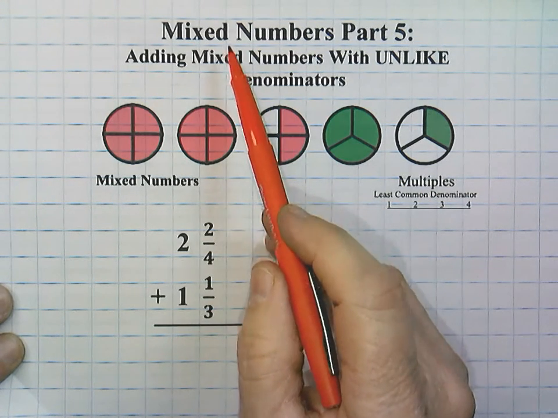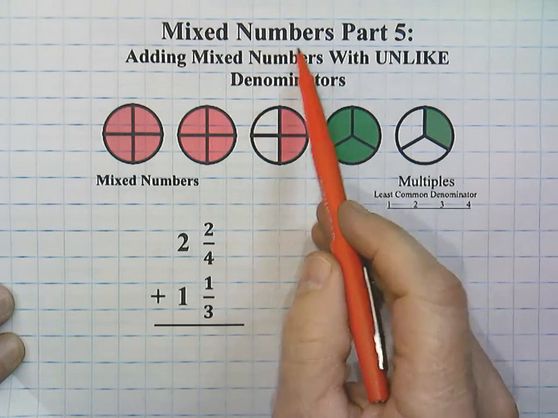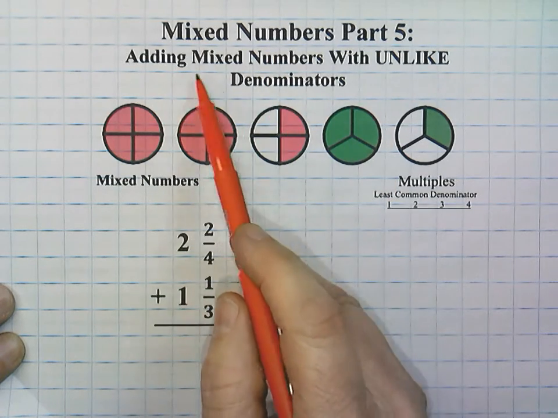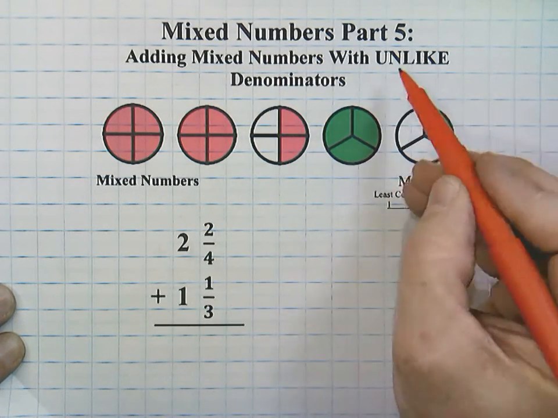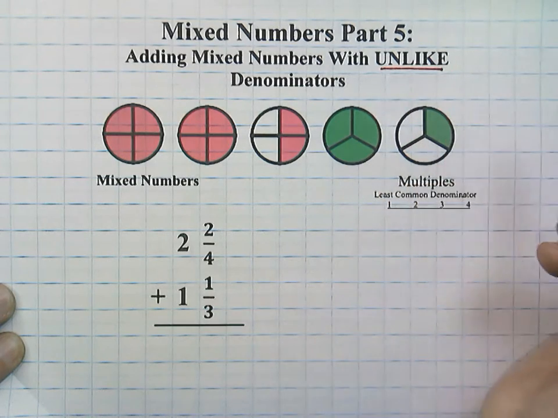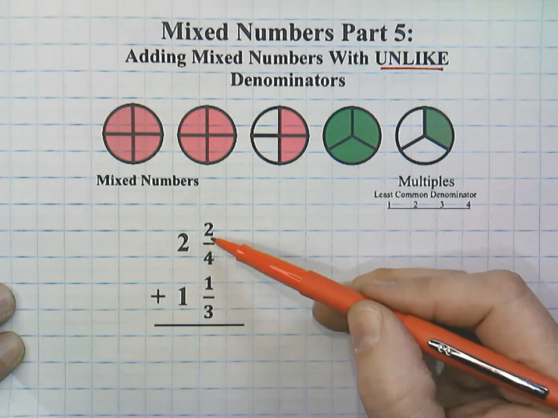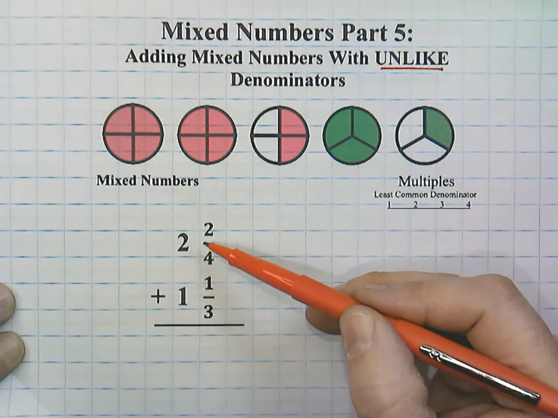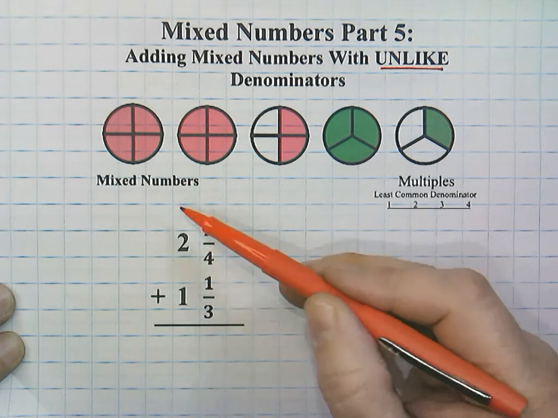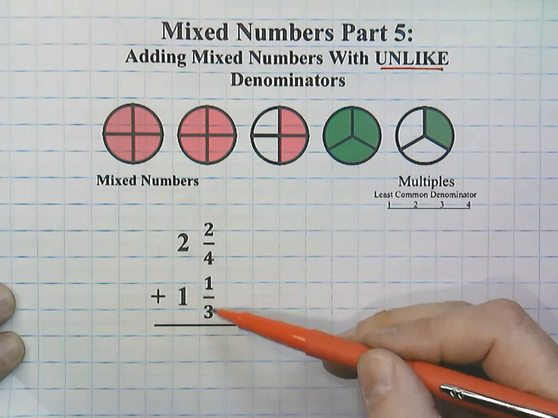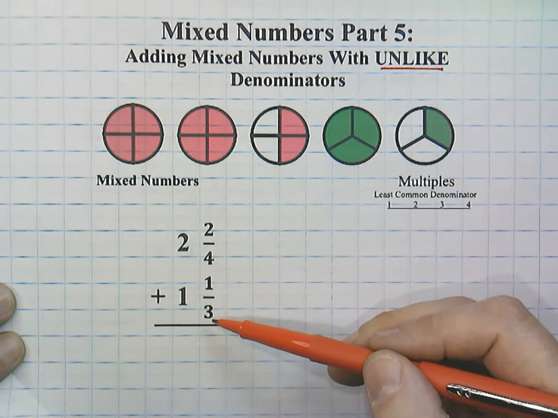Hey everybody, our lesson today is on mixed numbers, part 5, adding mixed numbers with unlike denominators. And mixed numbers are numbers that have a whole number and a fraction. For example, 2 and 2/4 is a mixed number, plus 1 and 1/3. 1 and 1/3 is a mixed number also.